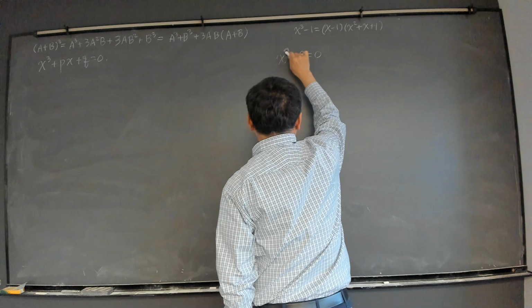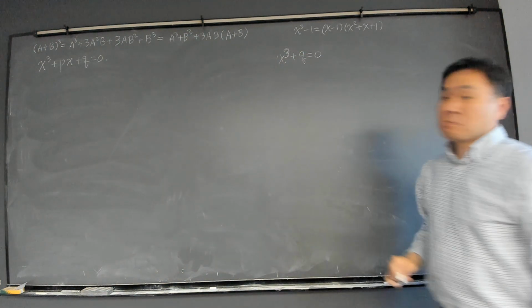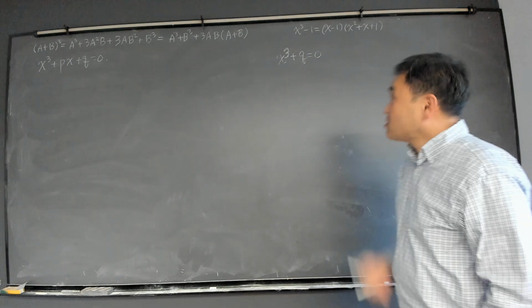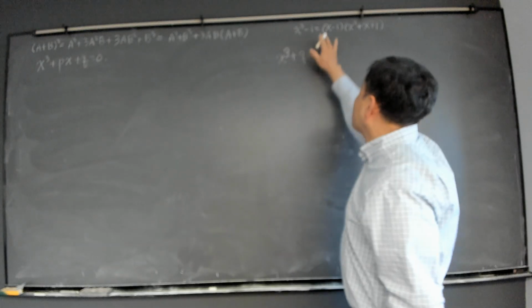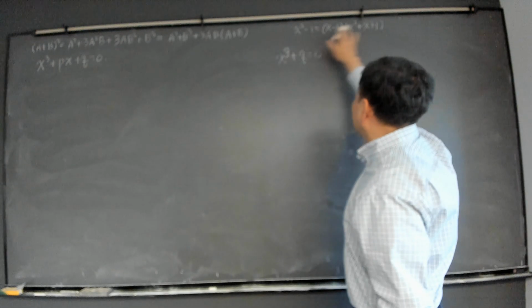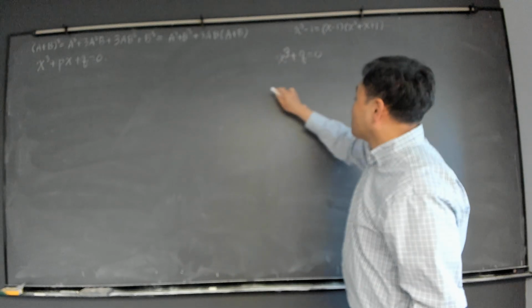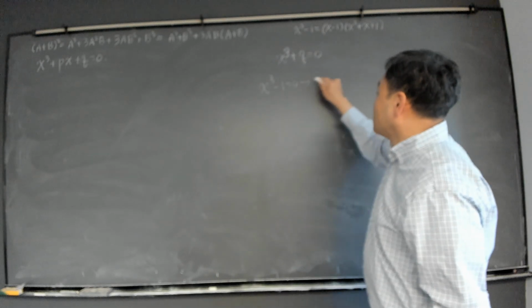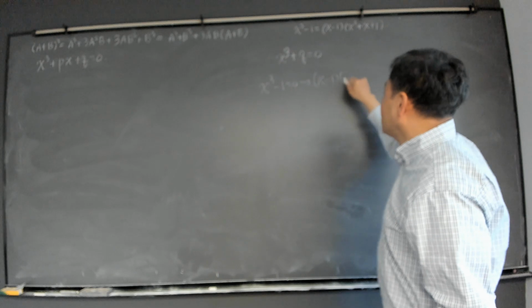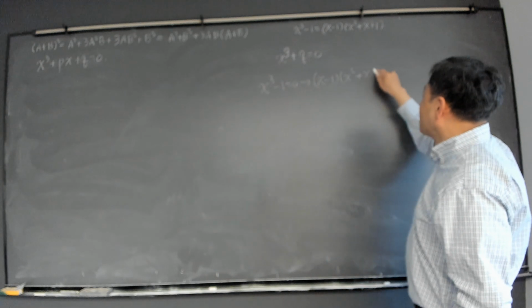Well, let's think about the simplest case where this q is just negative 1, right? Because in that case, we know this factorization. So if you were to solve x cubed minus 1 equal to 0, that gives you x minus 1 times x squared plus x plus 1 equals 0.